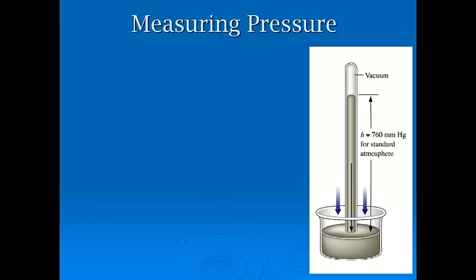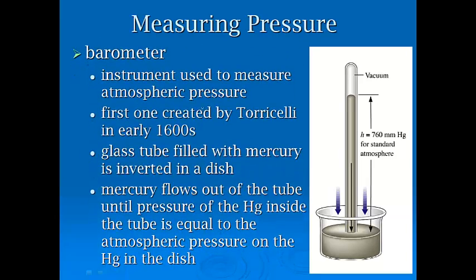Okay, there's my equation. All right, so for measuring pressure, we use what's called a barometer, and you may have heard about this before, but it was an instrument first used to measure atmospheric pressure. It was first created by Torricelli in the 1600s, and it's a glass tube filled with mercury that is inverted, or a fancy word for flipped upside down, in a dish. The mercury will flow out of the tube until the pressure of the mercury inside the tube is equal to the atmospheric pressure on the dish. Okay, what the heck does that mean?